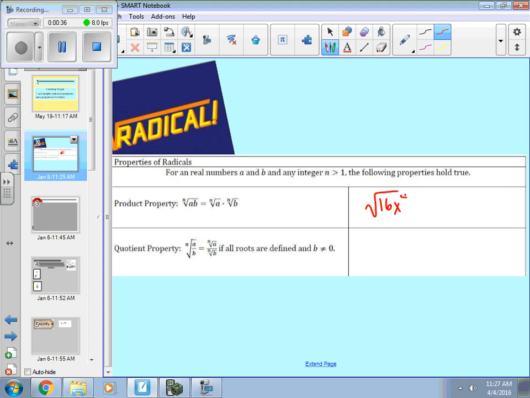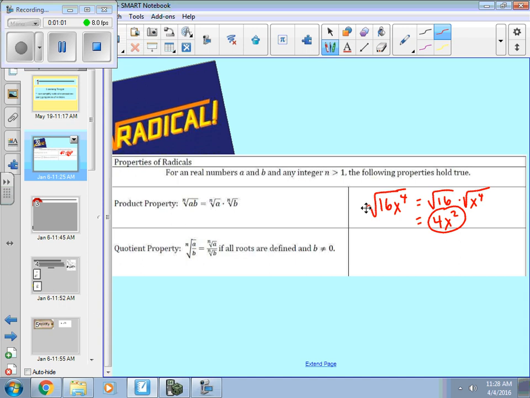So for example, if you have square root of 16x to the fourth, since 16 is being multiplied to x to the fourth, we can think of that as square root of 16 times square root of x to the fourth, and then we should be able to take the square root and figure it out. Square root of 16 is 4. Square root of x to the fourth would be x squared, and then that would be your answer.